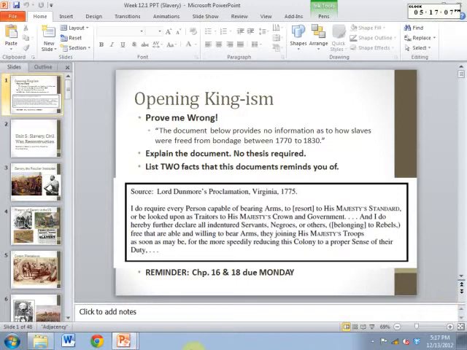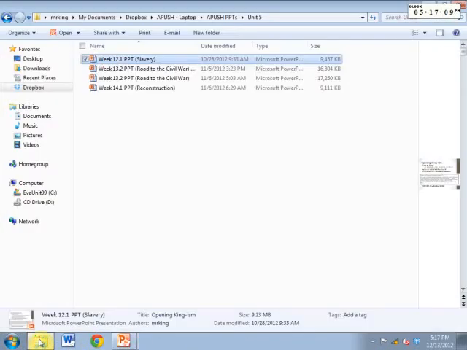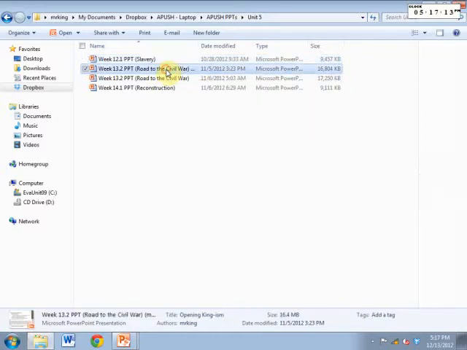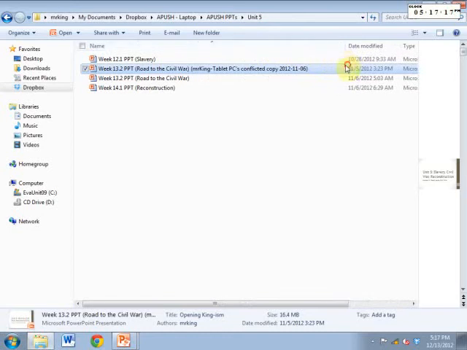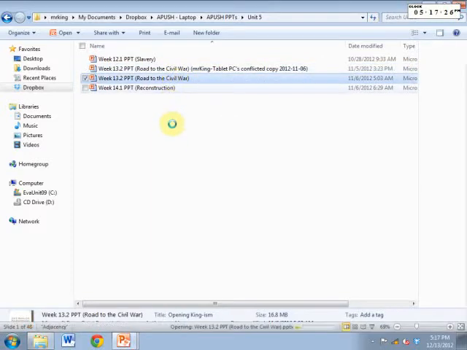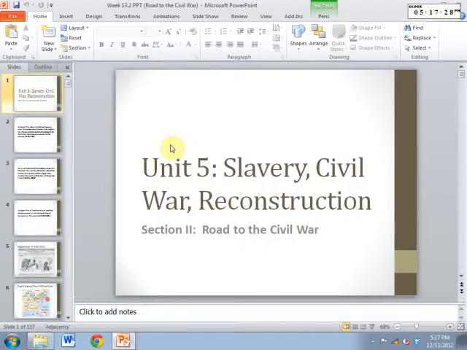Which one's which? I have two of them. Tablet PC's conflicted copy. I don't know what that means. Let's take this one. Question? Okay. Got it. Got that part, that part, that part.